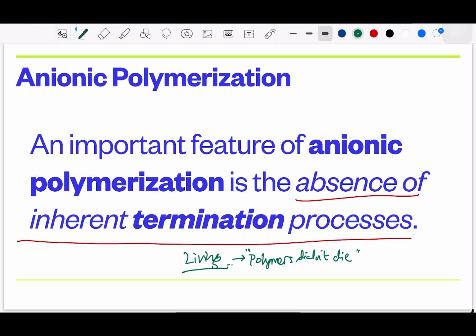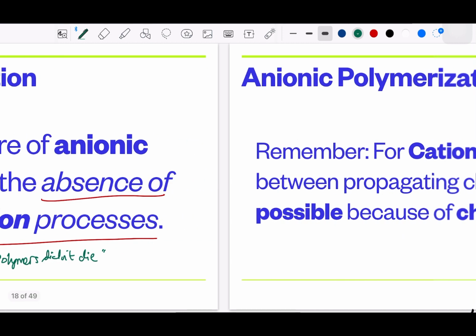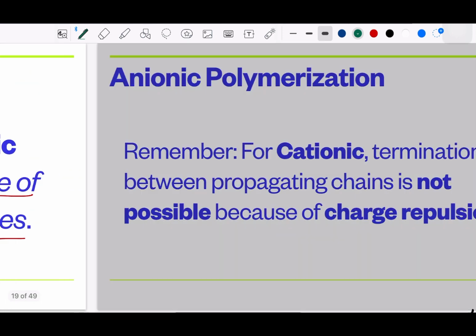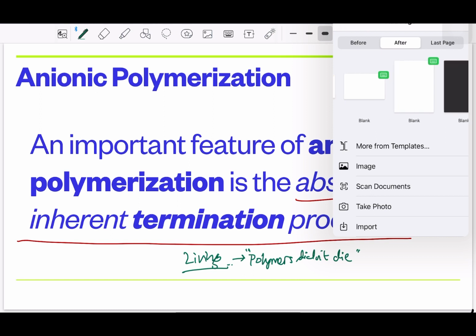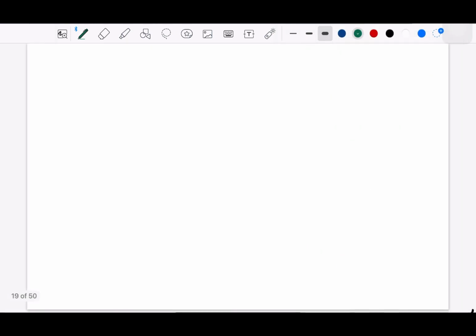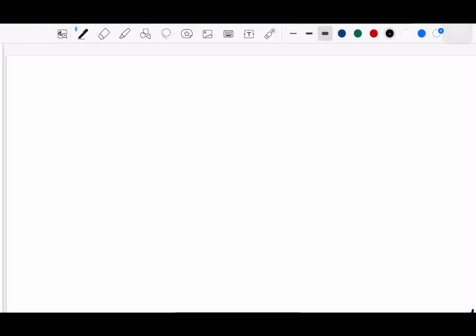Okay, before we take this idea into another set of reactions, let's see the butyl lithium. So, butyl lithium.